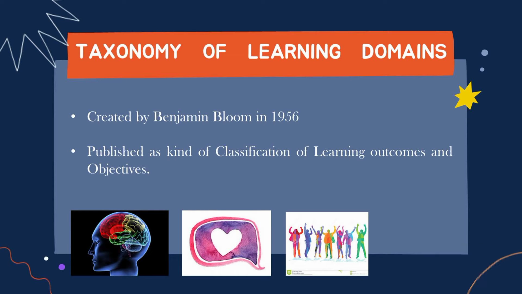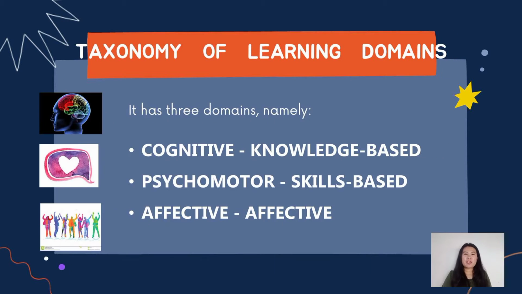learning. So, Bloom's taxonomy of learning has three domains, namely cognitive or knowledge-based, psychomotor or skills-based, and affective or attitude-based, which deals with our emotions, feelings, and attitude. And for today's lesson, we will be discussing the cognitive or knowledge-based domain.